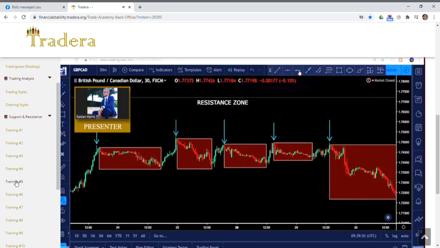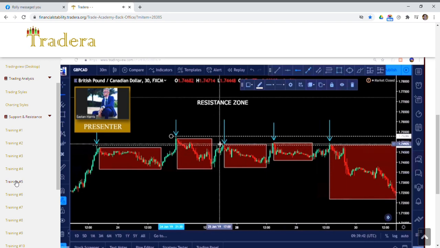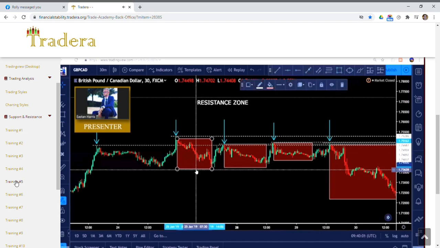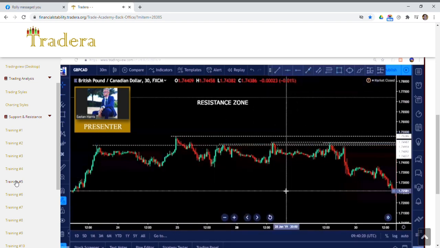Okay, so if we take a second and we just very precisely mark the edges of these moves here, we just mark them. We're going to get rid of these boxes so you guys can see clearer, and we're going to get rid of the arrows now. All of these reaction points need to be in this zone.